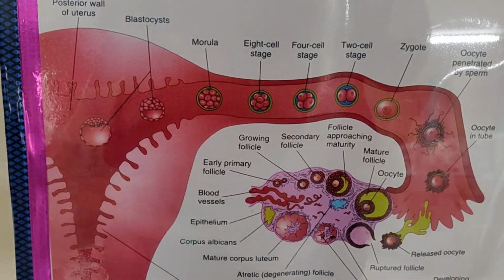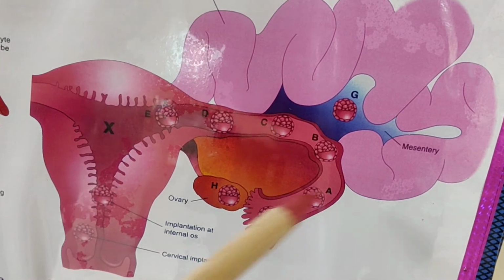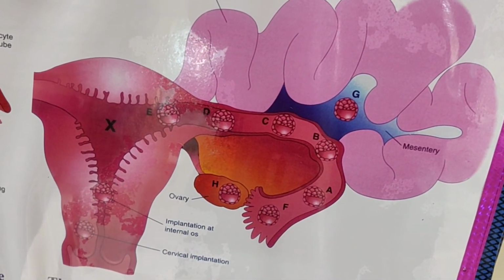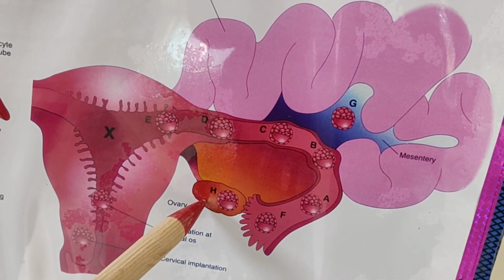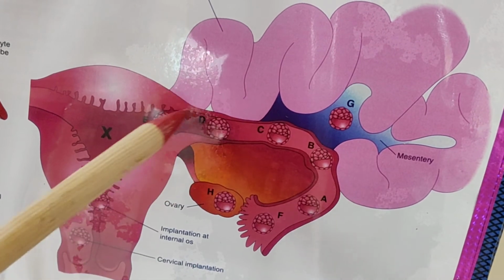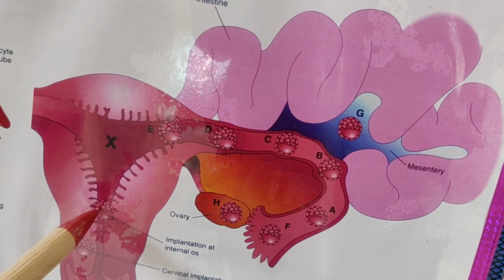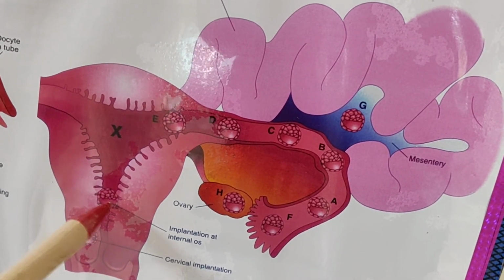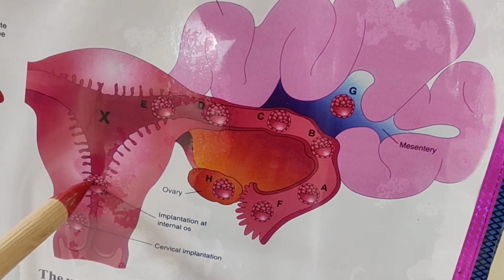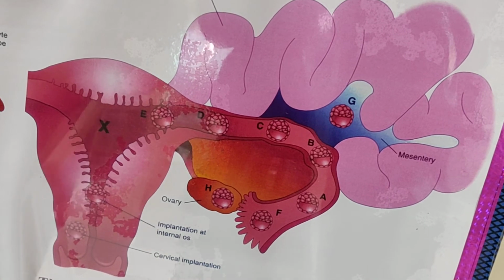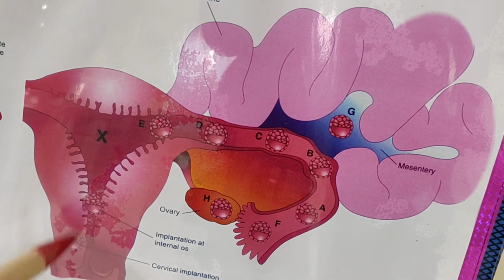Now in this next diagram, it is the abnormal implantation. The implantation may occur in the ovary or in parts of the fallopian tube. It may occur in the lower part of the uterine segment, that is the region of the internal os, and may block the internal os, which is known as placenta previa. These are the intrauterine implantations.